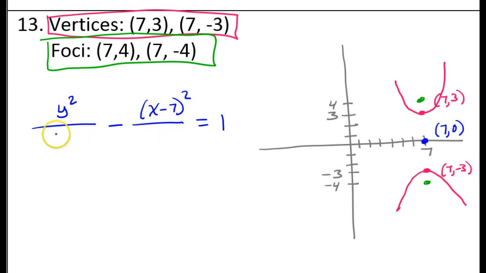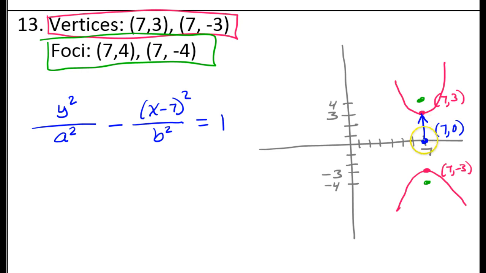Now the denominators are the a squared and the b squared. And really I can say that for a hyperbola the a squared always goes first. It's always in the positive term. And the b squared is always second. It's always the negative term. Now the a value is always going to be the distance from the center to a vertex. So this is the a value right here.